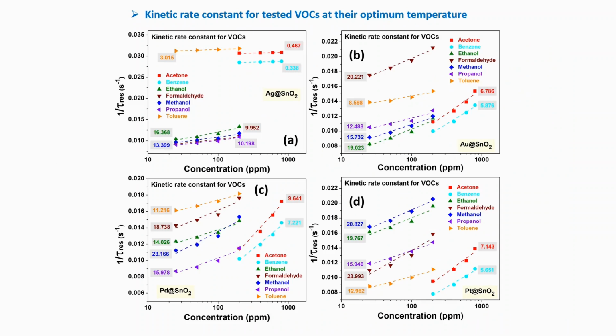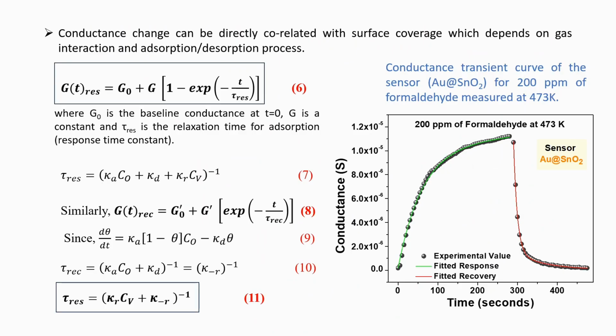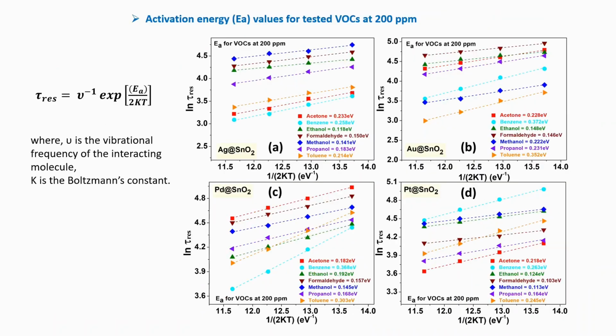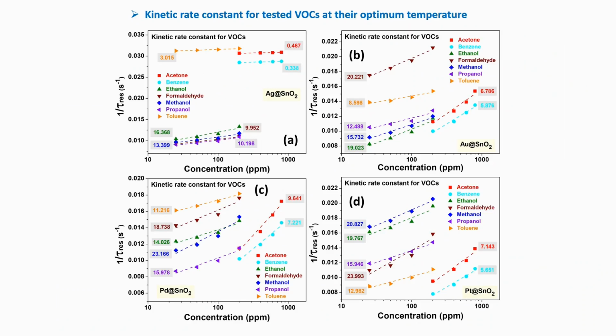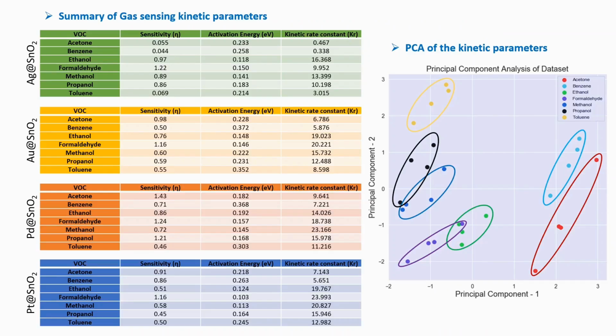Next, the kinetic rate constant was calculated using this equation. So these kinetic parameters were calculated, and all of them are giving us different values depending on the gas as well as the sensing material. If we summarize these kinetic parameters, this gives us all different values for different VOCs and different sensors.